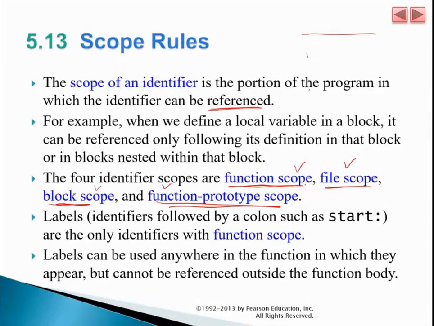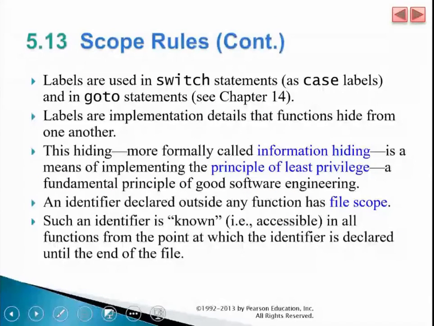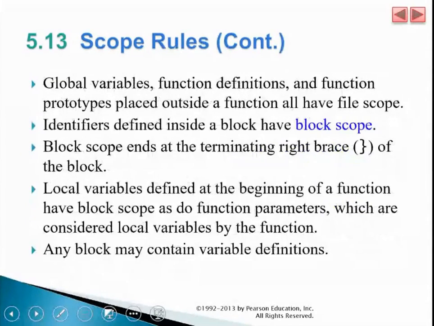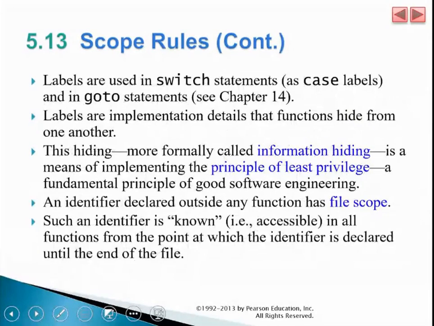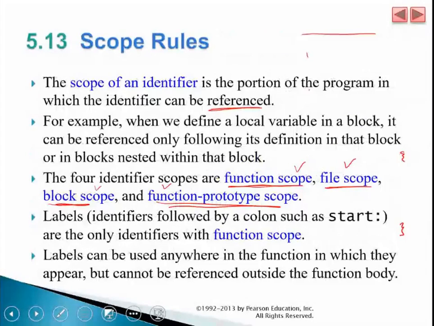I think function scope is clear to you: when you define a variable inside the function, the scope starts from this curly bracket and ends with the closing curly bracket of the function. File scope is quite similar to this. I don't want to explain labels.